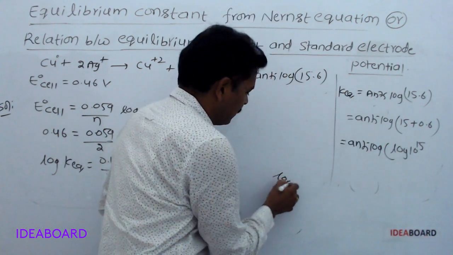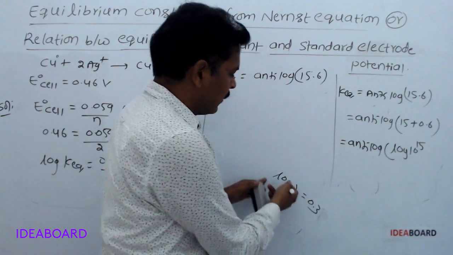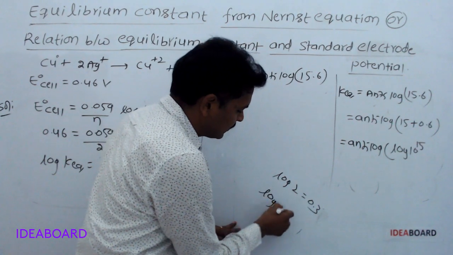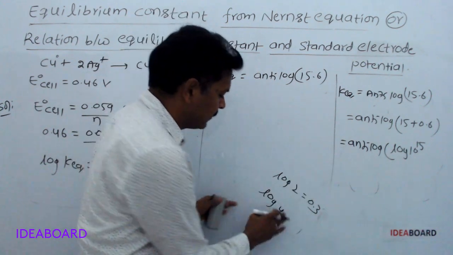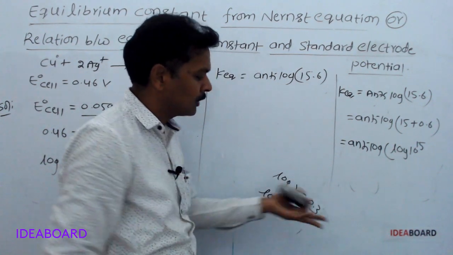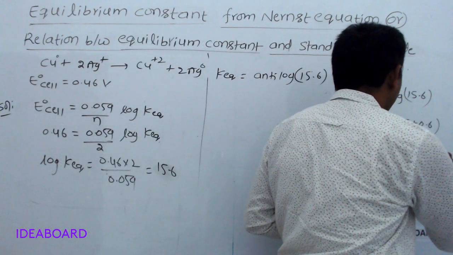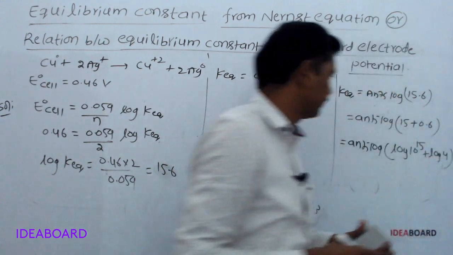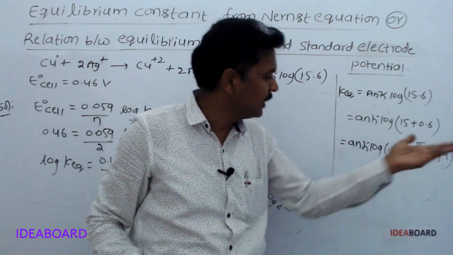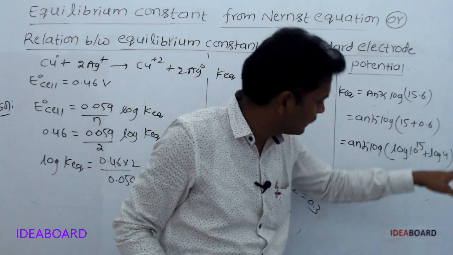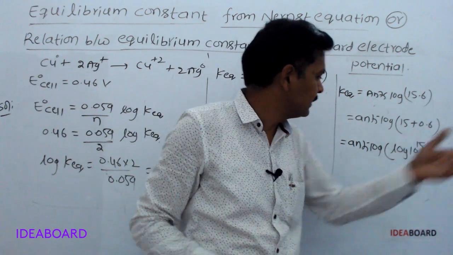We know that log 2 value is 0.301, approximately 0.3. Log 2 value 0.3 means log 4 value is how much? 0.6. Log 4 we can write as log 2 square, and log 2 square means 2 log 2. So log 4 value is 0.6. Instead of this 0.6, I am writing log 4 approximately. Instead of this 15, I wrote log 10 power 15. Log 10 power 15 value is 15 plus, instead of 0.6, I wrote log 4. We know that log 4 value is 0.6.